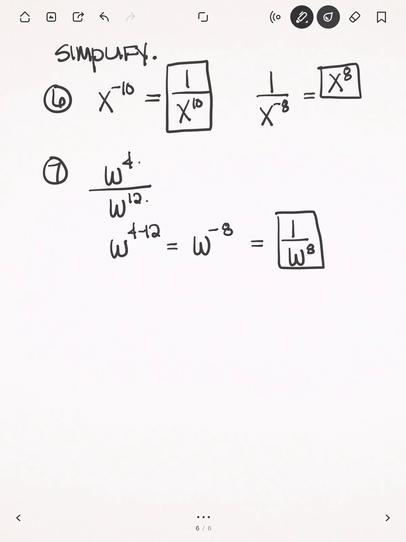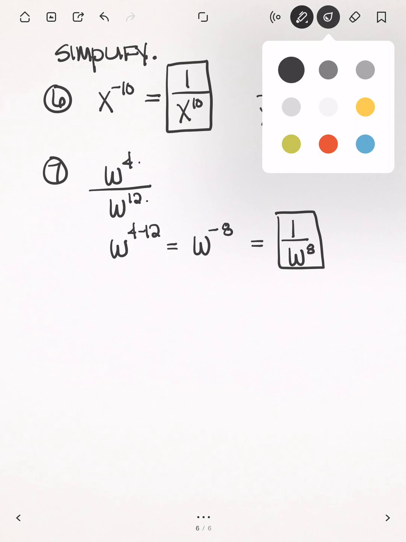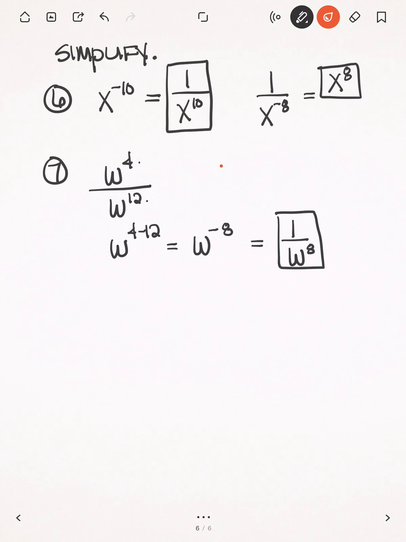Now, the way I like to do it, and let me change colors here just so it stands out a little bit, is I like to cancel. If I see that I have a fraction like this, I like to draw my fraction bar and then say, okay, where are most of my w's? I have 12 w's on the bottom and I have 4 on top. So I know when I cancel these out, I'm going to have more w's that are left on the bottom. I'm not going to have any left on the top. So if I have 4 w's on top and 12 on the bottom and I cancel out 4 w's, how many would I have left on the bottom?